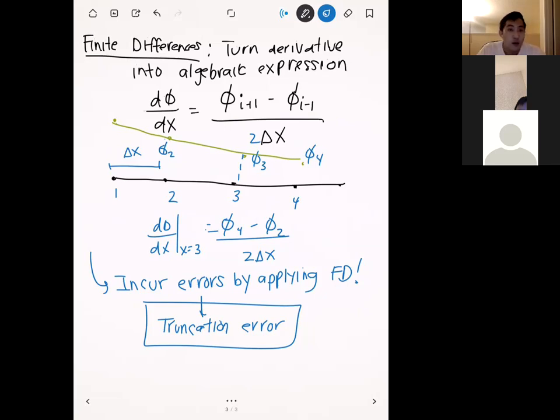Okay. And so the other error that we talked about right before we left was this concept of round-off errors.